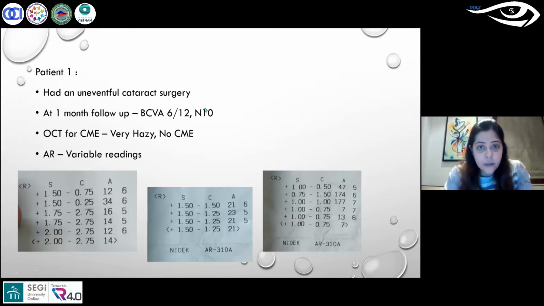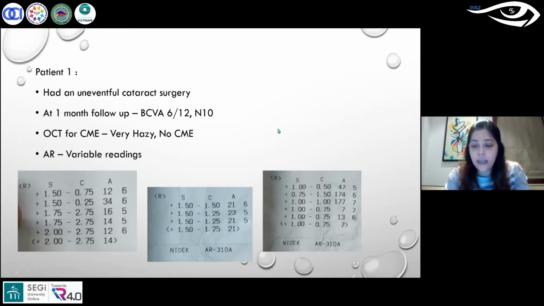Now, when we see this kind of vision at 1 month post-op, the first thing is to do an OCT because you want to see if there is any macular edema. The OCT was also very hazy, but through that we could make out that yes, there is no CME. But my auto-ref is showing me variable readings. As I can see here, my SIL is varying from 0.75 to 2.75, 1.25. The axis is changing: 12, 34, 177.